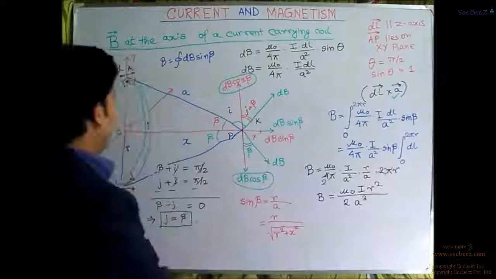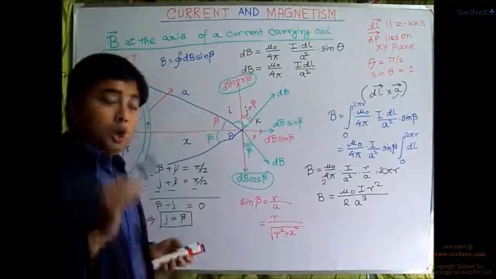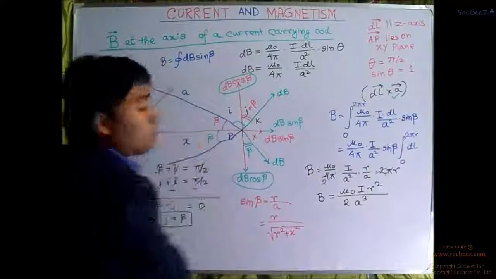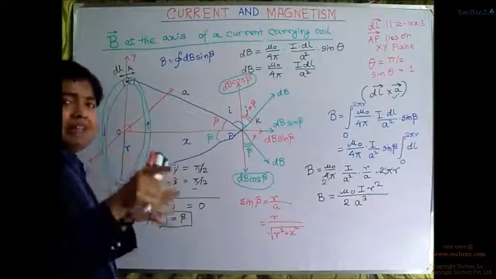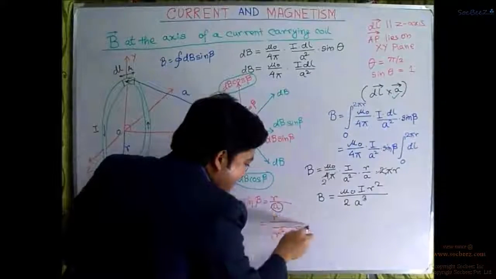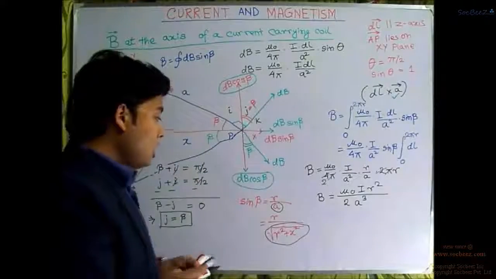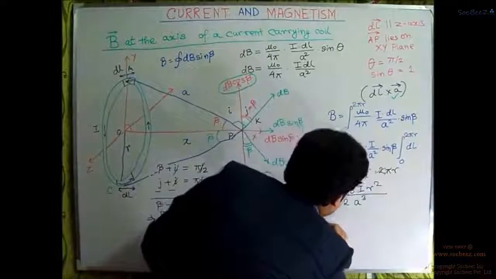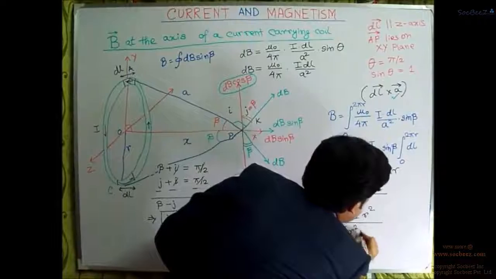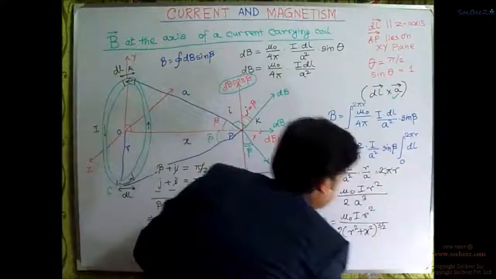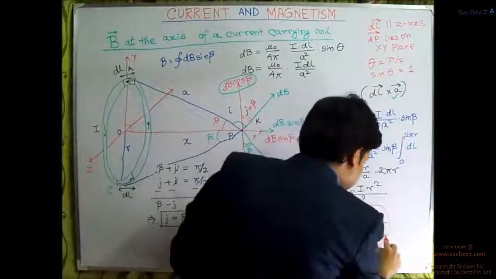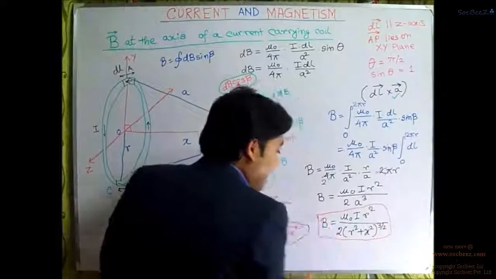But we are not going to take a tape and measure this distance A. Obviously not. We are going to measure the radius r of this current carrying coil, and the distance x of this given point from the center. So we have to make everything in terms of r and x. This is not acceptable right now, but we can put the value of A as the square root of r square plus x square, or r square plus x square whole to the power half. So we can write B equals mu naught I r square divided by 2 multiplied by r square plus x square to the power 3 by 2. This is simply the expression of the magnetic field at the axis of a current carrying circular loop.